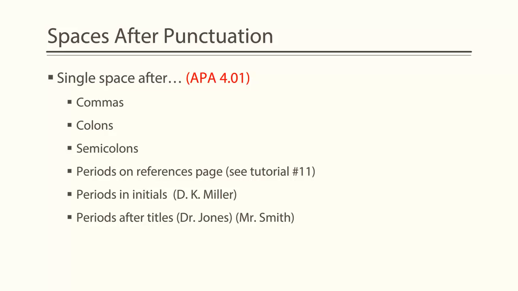Some periods also have a single space after them, like periods on the references page, which are explained in further detail in a future tutorial. Periods in initials, as in the example, it is D period space K period space Miller, and periods after titles like Dr. and Mr. also have one space after them.